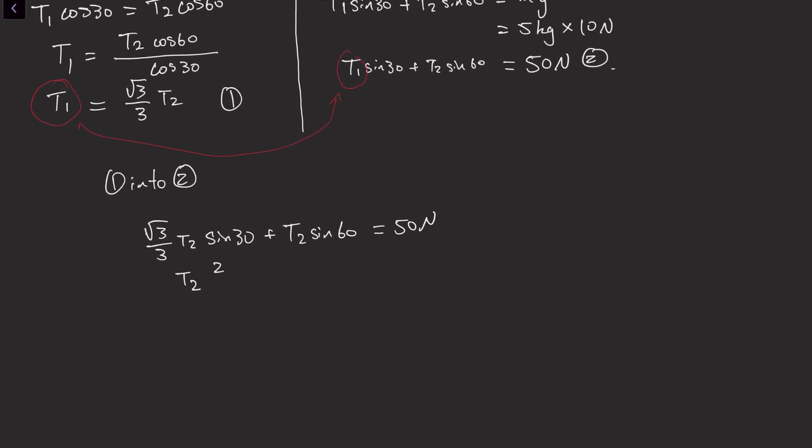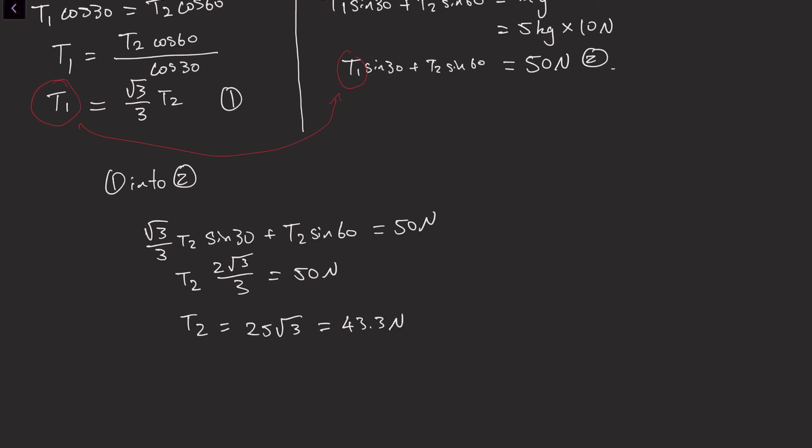this simplifies to 2 root 3 over 3. If you were to use a calculator, you could simply add root 3 over 3 times sine 30 plus sine 60. That will give you 2 root 3 over 3. And again, equals 50 newtons. Simplify this a little bit more. T2 equals 50 divided by 2 root 3 over 3. Use a calculator. That gives you a beautiful 25 root 3. If you want that as a decimal, that's 43.3 newtons.